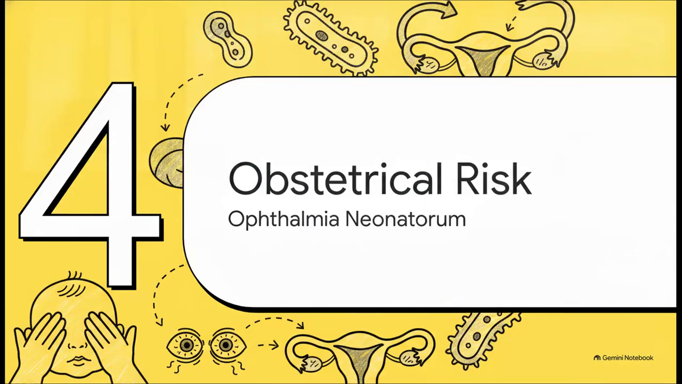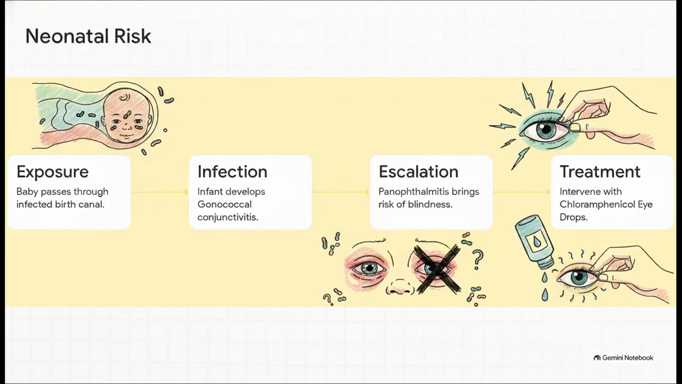Section 4, obstetrical risk, specifically ophthalmia neonatorum. This is just a devastating chain of events. If a baby passes through an infected birth canal, they are directly exposed to the gonococcus bacteria. The infant then develops ophthalmia neonatorum, which is gonococcal conjunctivitis. If that isn't addressed immediately, it escalates to panophthalmitis, bringing a very real, severe risk of permanent blindness. So, what's your immediate intervention? Chloramphenicol eye drops. You have got to act fast.